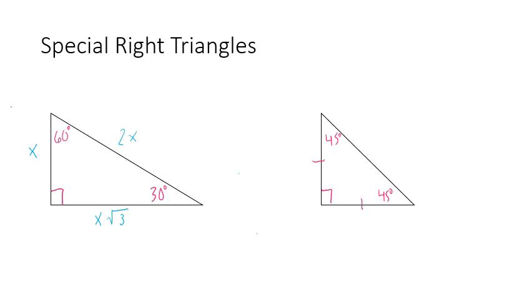For our 45, 45, 90 triangle, our two legs will be congruent, and our hypotenuse will be that value times the square root of 2.